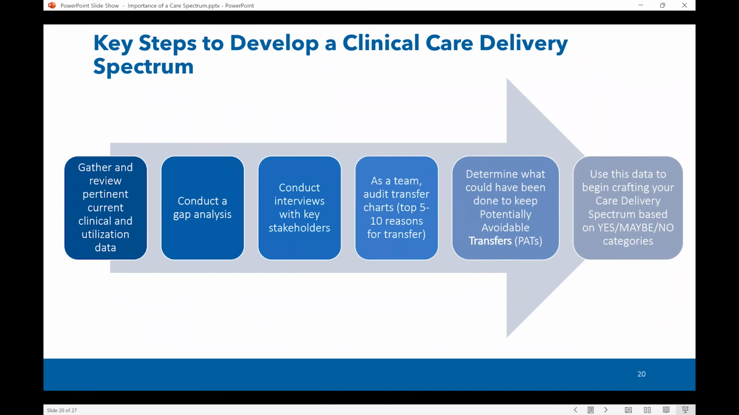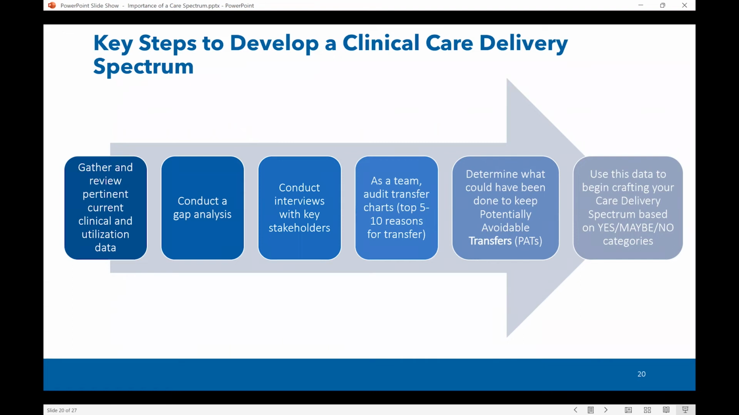Then as a team, audit your top 5 to 10 reasons for transfers. So go back about 6 months maybe and say, what were the top 5 to 10 reasons for transfers? And as a team, look at those transfers to determine, could this patient have possibly stayed at our organization? No one is second guessing the providers, but it's just a method of, as a team, looking at the transfers and trying to iron out any of the preconceived notions of we couldn't keep the patient here.